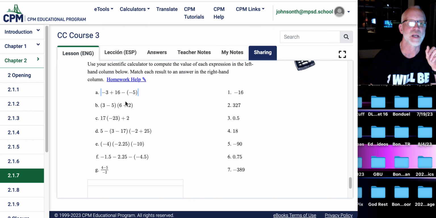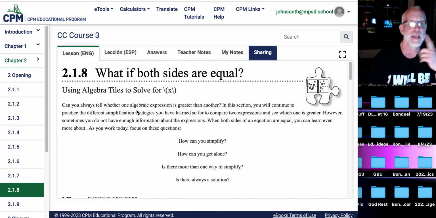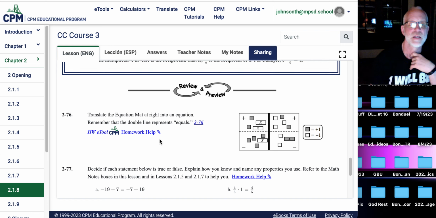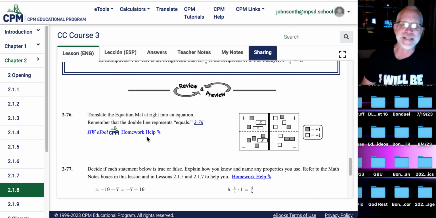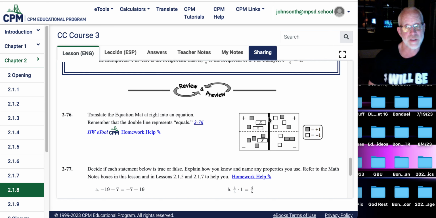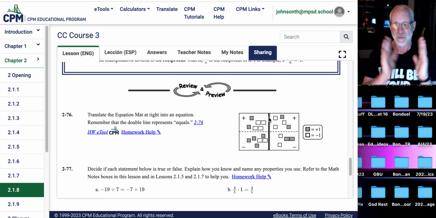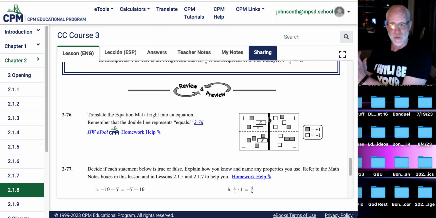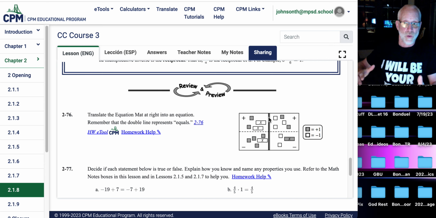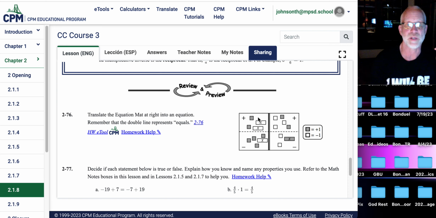Next problem was on 2.1.8, and this was 276. It says translate the equation mat at the right into an equation. Remember that the double line means equal. Okay, equal. So we're not in the comparison mat anymore. The comparison mat was we got something over here, and they wanted to know which one's greater. Right now we want to know, look right down the middle. That means equal. So it's going to be balanced on both sides.